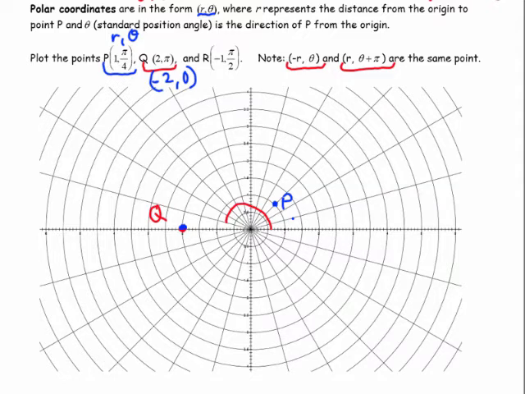So an angle of 0 would mean go in this direction for 2 units, but then the negative 2 would mean no, go in the complete opposite direction, 180, so over here. And so now here is an angle with a negative radius.